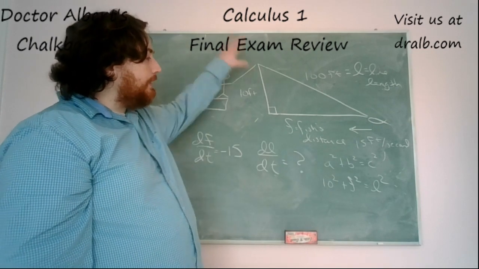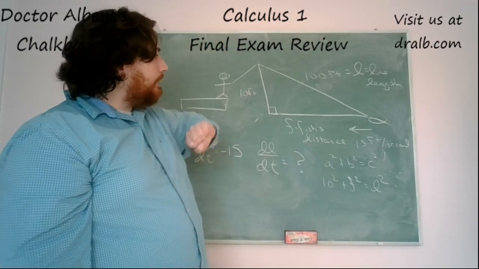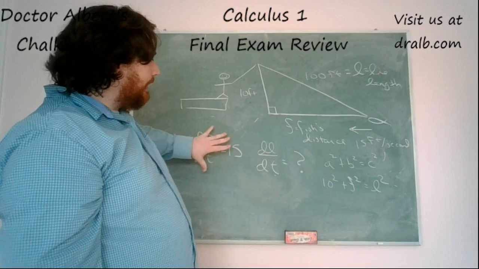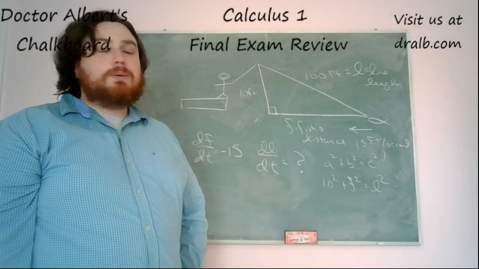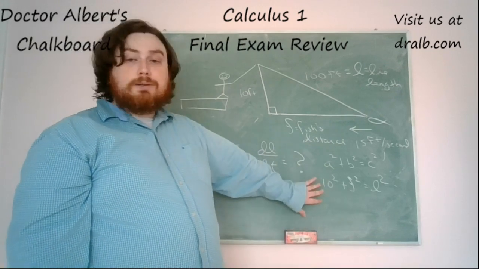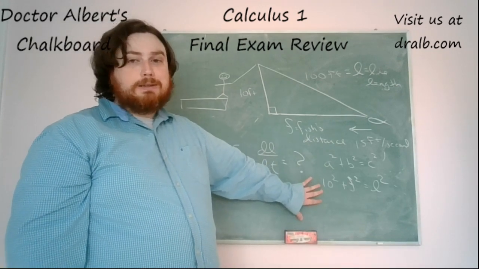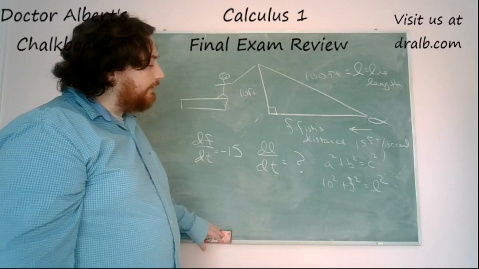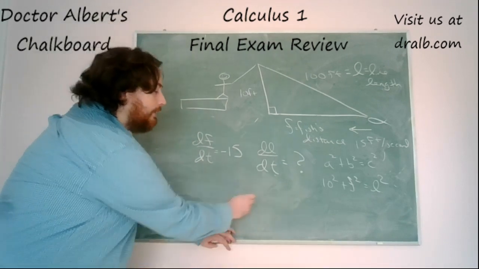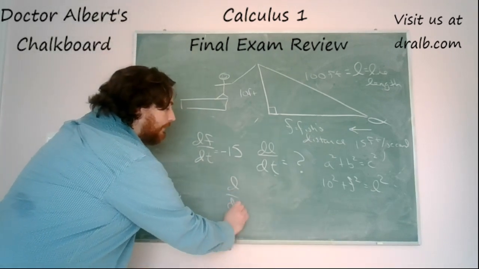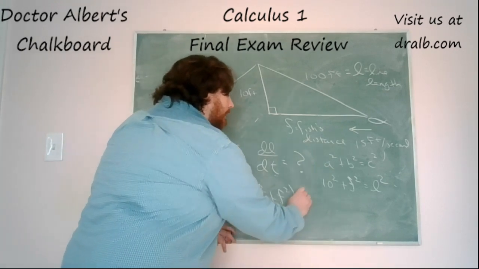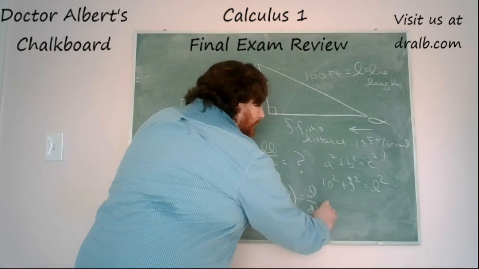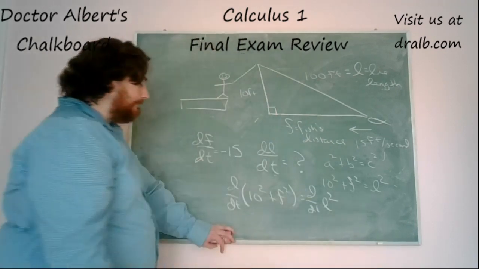So I have my picture, I have my numbers, I have my variables, I have my rates, and I have an equation relating the rates. So now what I need to do is implicitly differentiate this with respect to time. So we went over the implicit differentiation problem. We're going to do the same thing here. We're going to find the derivative with respect to time of 10 squared plus F squared, and the derivative with respect to time of L squared.